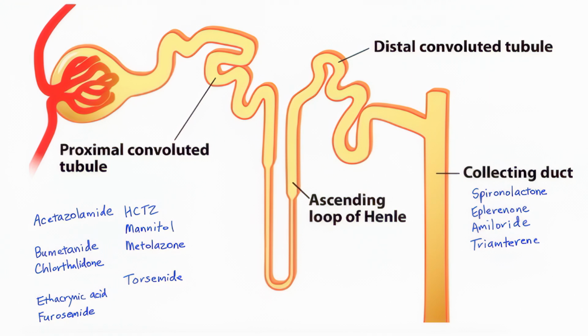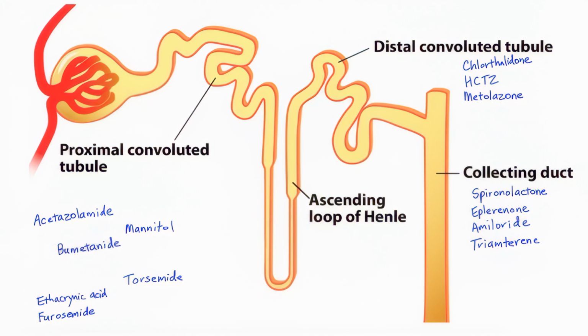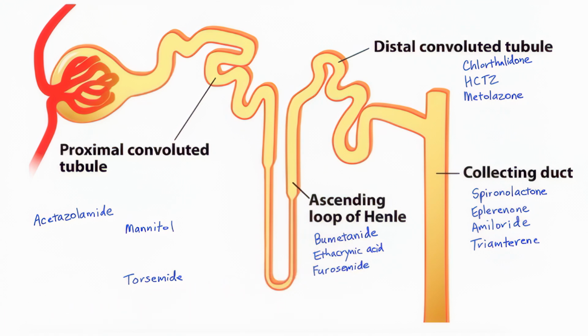Then working back up the nephron, we have the distal convoluted tubule. And what works there? The thiazides. So the three thiazides we talked about were chlorothalidone, hydrochlorothiazide, that one's pretty easy to recognize, and metolazone. Then going back to the thick ascending limb and the ascending loop of Henle, those of course are the loop diuretics. The loop diuretics are bumetanide, ethacrynic acid, furosemide, and torsemide. And then what do we say was special or unique or different about ethacrynic acid? It's the only one of these that's not a sulfa drug.